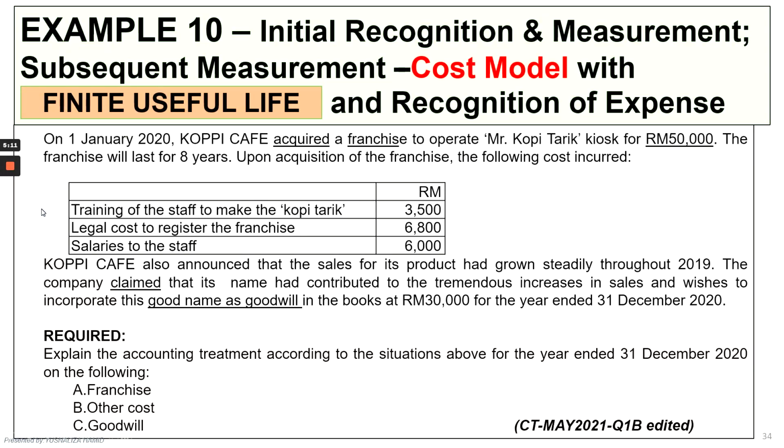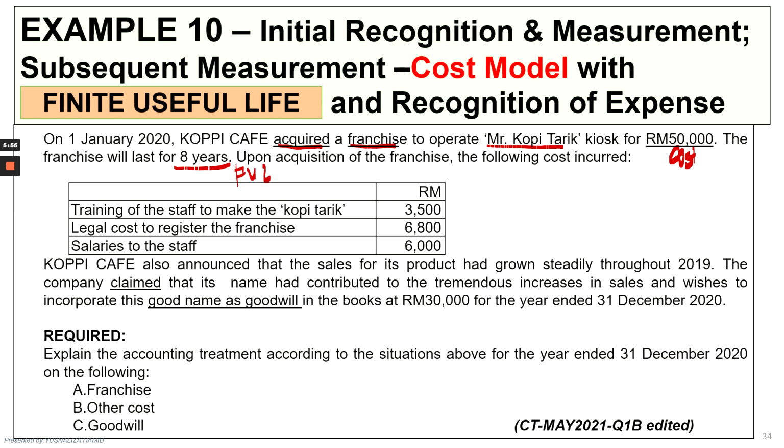So let's look at one example here. This is an example that will illustrate initial recognition, measurement, and subsequent measurement for the cost model. We start off with the cost model, and this is for a cost model that has finite useful life. So the beginning of the year was 1st of January 2020, and the acquisition was for a franchise, which is a separate acquisition that is done by Kopi Cafe, and that is to operate Mr. Kopi Tarik, which is a kiosk, for 50,000. So this is the cost, the purchase price. The franchise will last for 8 years, so this is the finite useful life.